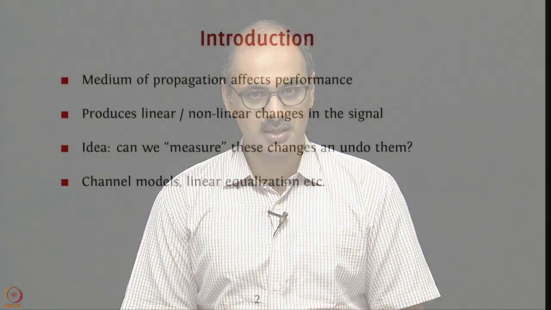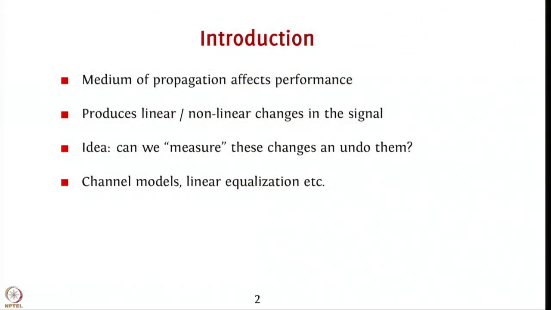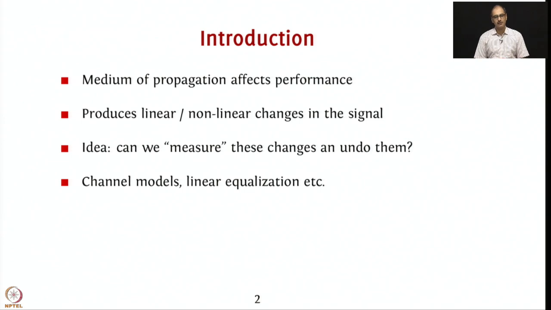So, as we just mentioned, the medium of propagation affects performance. Your medium may be a wire where at very high frequencies there is some distortion. It may be an air or wireless medium where there may be reflections, there may be some noise, and there may be some phase changes. And it could be underwater, it could be a fiber optic cable. So, different media produce different modifications of the signal that you transmitted, and these also affect your ability to detect symbols correctly. So, mediums effectively produce linear or non-linear changes in the signal.